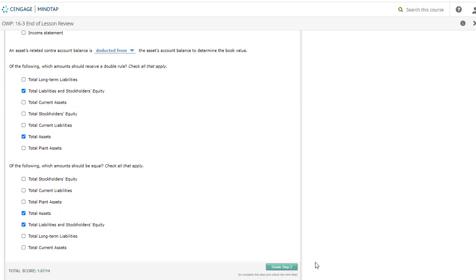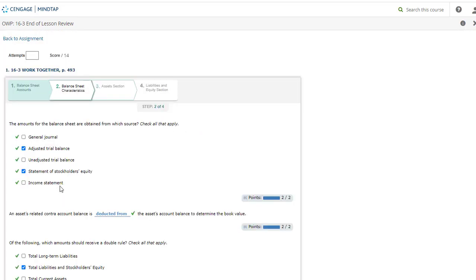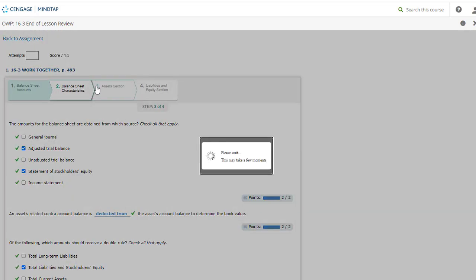And you should be double ruling all your total liabilities and stockholders' equity and total assets. And your total assets and the total liabilities and stockholders' equity should be equal. And so let's go ahead and look at the assets section.